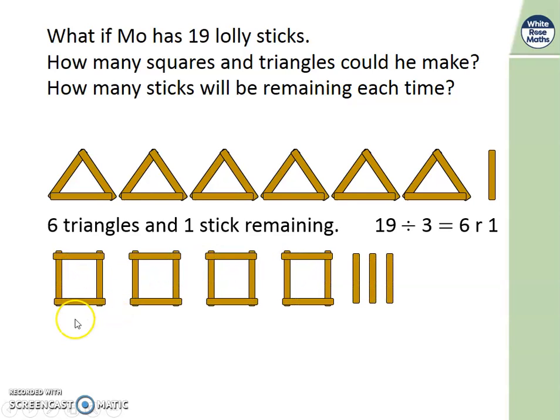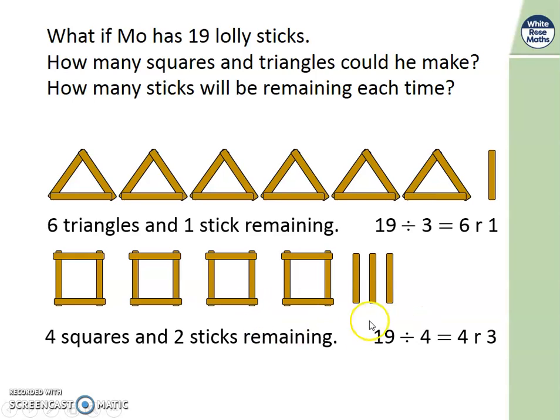You should have found that he can make 1, 2, 3, 4 squares, and he will have 3 sticks remaining. We would record that as 19 sticks shared into groups of 4, means you can have 4 squares with a remainder of 3 lolly sticks. We record a remainder with a little r for remainder.